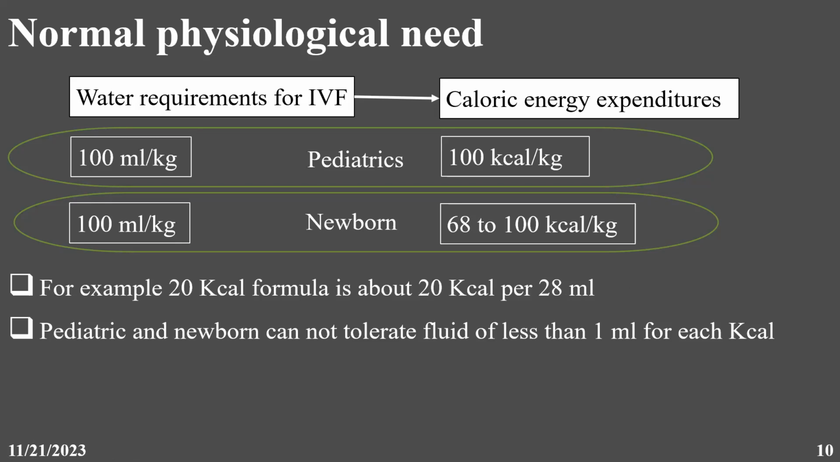Approximately 20, 20, 21. You get 20, 19, 19.4. So you get 21, 22 kilocalorie formula. So the 20 kilocalorie formula is called F68.